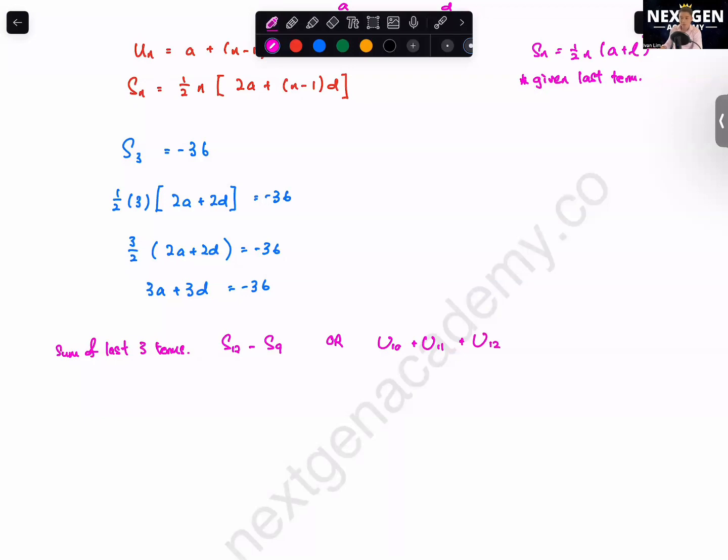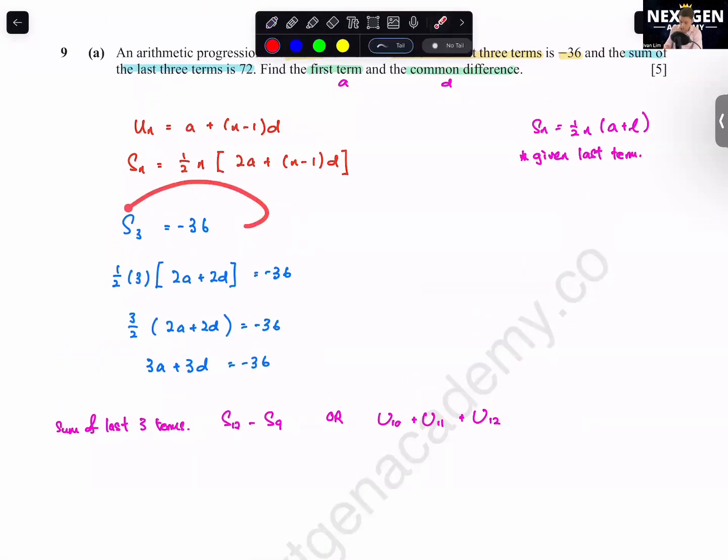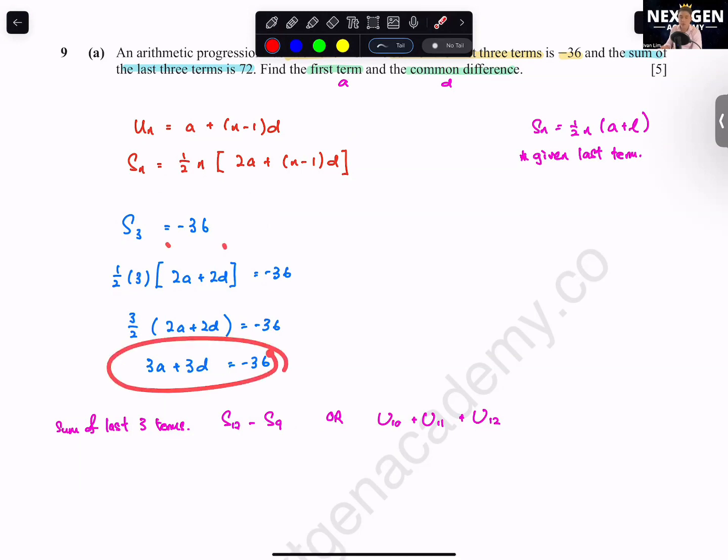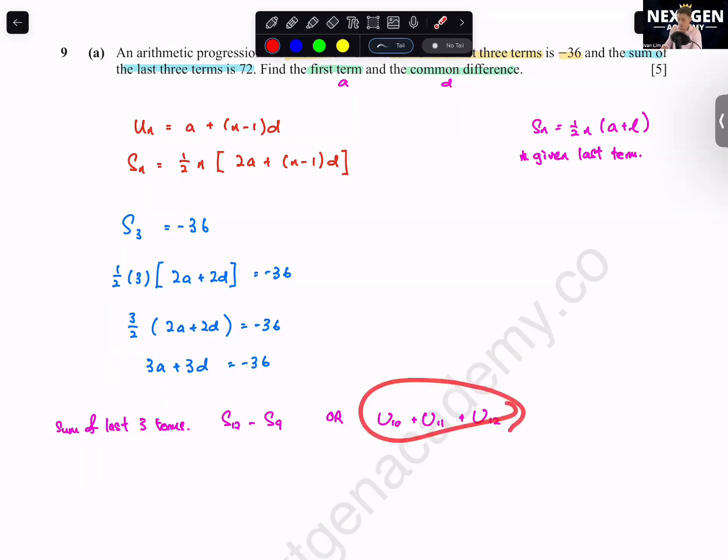Okay, you did it differently. Term 1 plus term 2 plus term 3, then term 10, term 11, term 12. Also can. Even for the first one, actually, you can do term 1 plus term 2 plus term 3. Eventually, you'll get the same answer, right? So the main thing over here is actually not the steps. You get the equation. There are multiple ways that you can do this question. For me, I will do term 10, term 11, term 12.